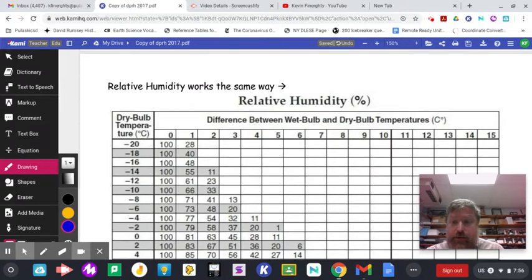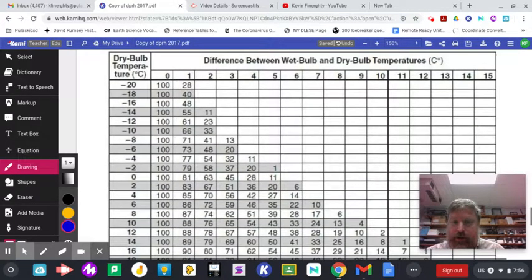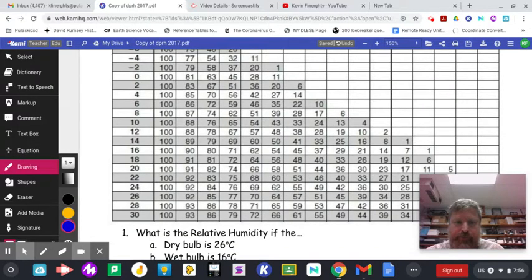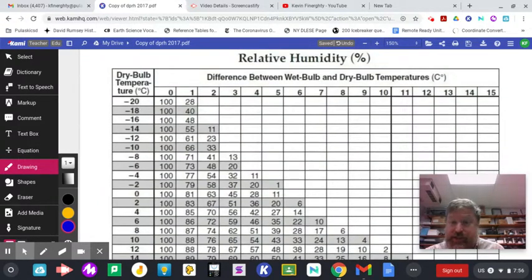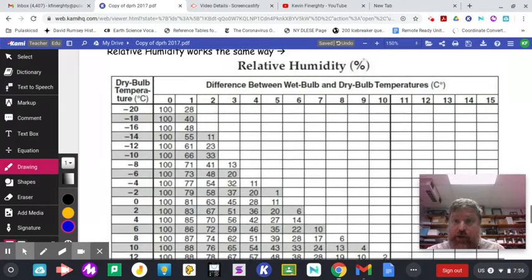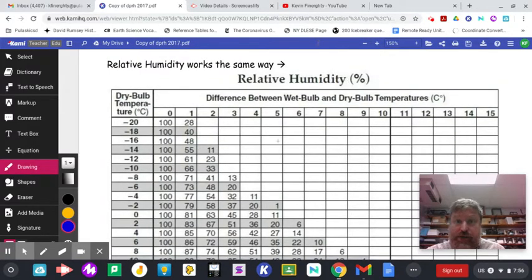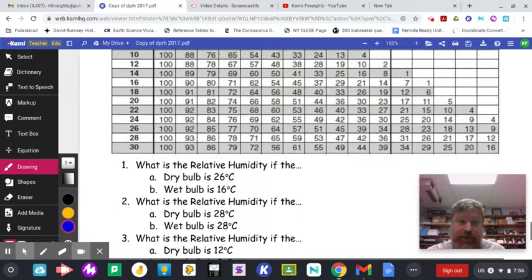All right. Good news, bad news. We have a whole new reference table to learn. But the good news is it works exactly the same. The only difference is that now we're going to get this humidity thing. We're going to get how much moisture is in the air as a percentage given all the same conditions.